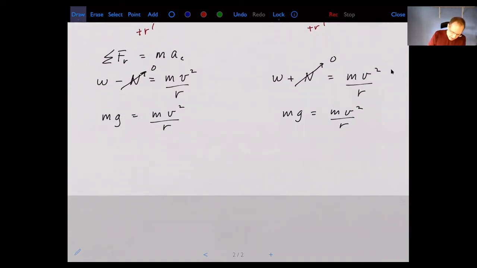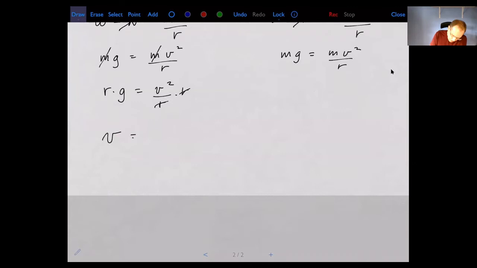So notice what happens here. I can cancel the m's. And I want to solve for v. V is going to be called the critical speed, or the critical velocity. It's the speed at which the ball is just ready to leave the surface. To solve for v here, I'd have to multiply both sides by r, and then take the square root. So you're going to find that v is equal to the square root of r times g. And this is what we're calling the critical speed, or you could also say critical velocity.